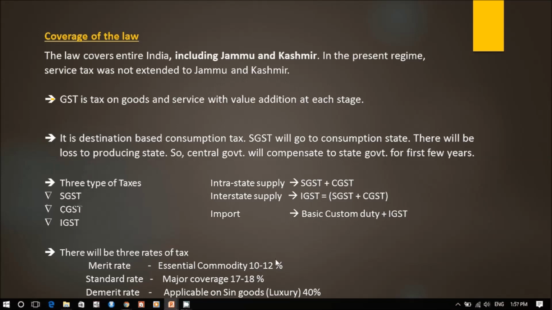And the standard rate, the major goods and services would be covered in this rate, approximately 17 to 18%. A lot of the goods that we purchase in our routine would be covered under the standard rate only. And the demerit rate is a higher rate, 40%, and it's applicable on sin goods like luxury.